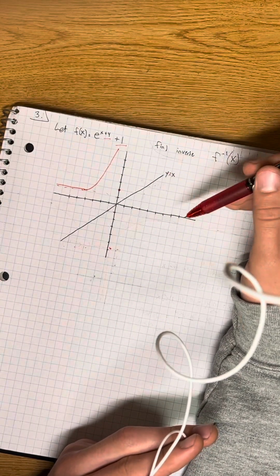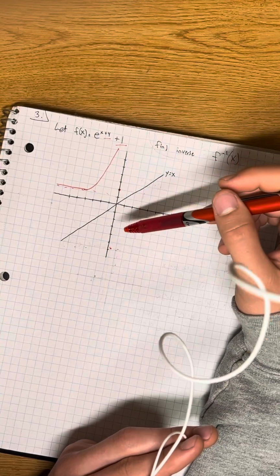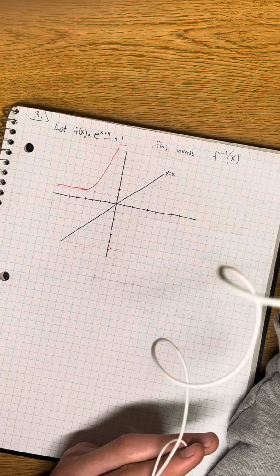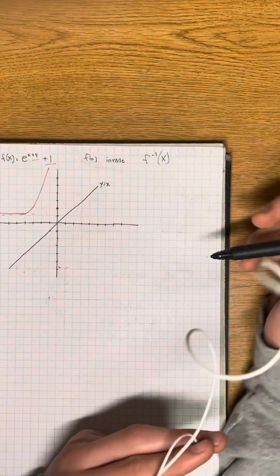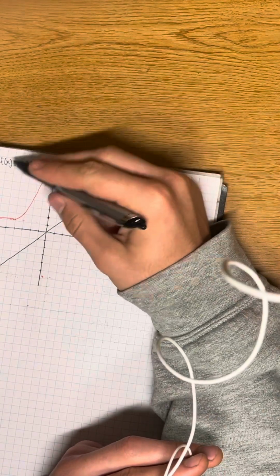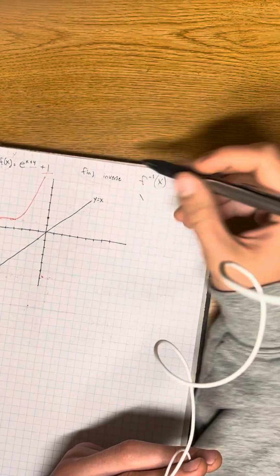Now to find the inverse of this, essentially we have to solve for y and then solve for x again. It's because we're reversing the whole equation to look for what we need. So to start, here we're going to flip the x and the y. f of x is just y. So we're going to flip that.